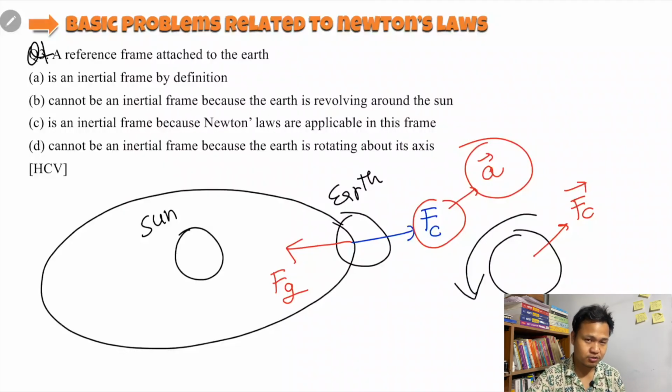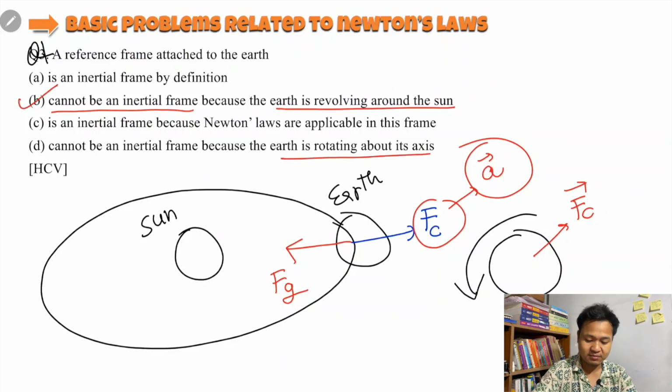If force is equal to 0, acceleration is 0. If force is not equal to 0, then acceleration is not 0. So since the earth is revolving around the sun, we cannot say that the earth's frame is an inertial frame. And since the earth is rotating about its axis, it is not an inertial frame. So B and D are the answer.